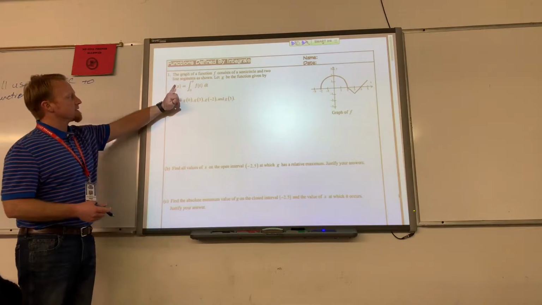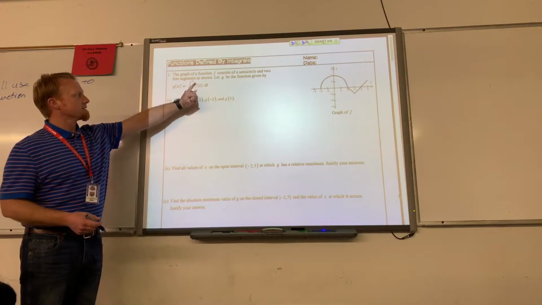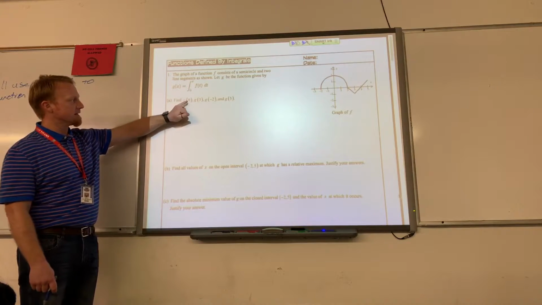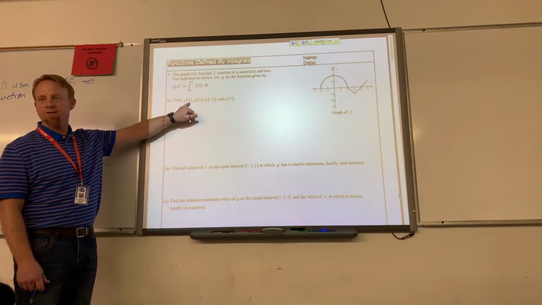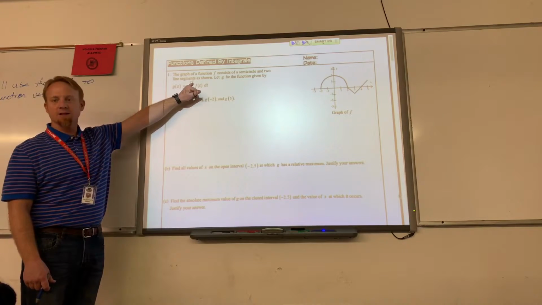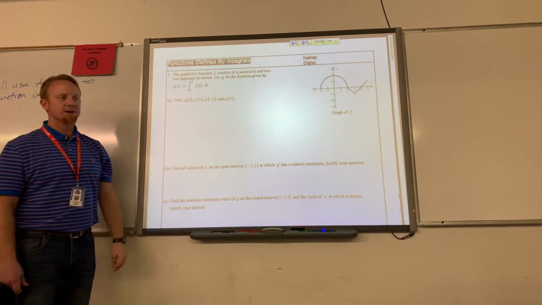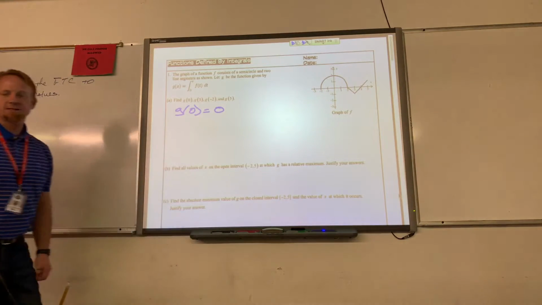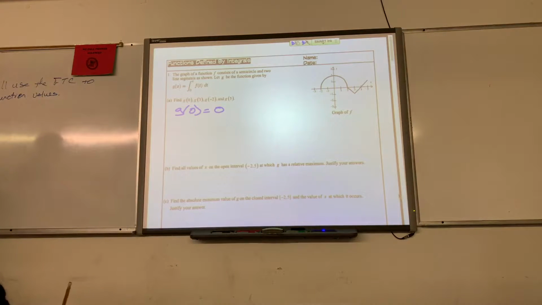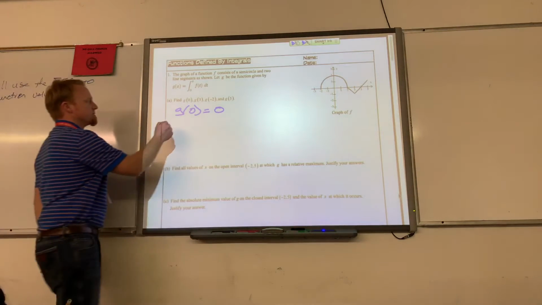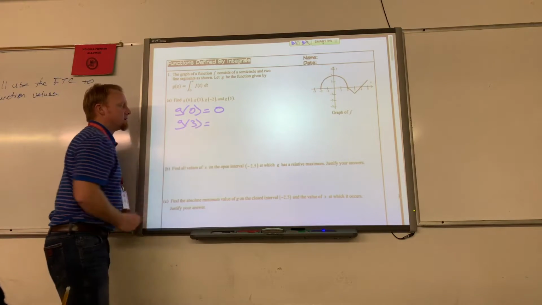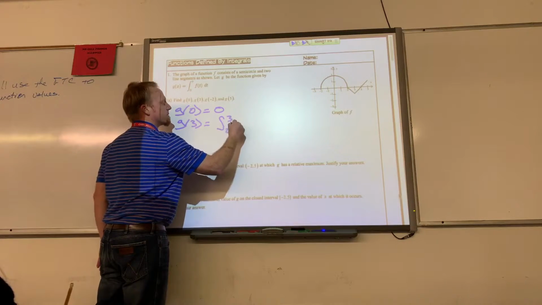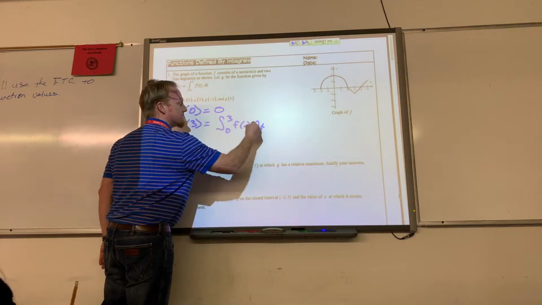All right, so it says g of x equals the integral from 0 to x of f of t. First thing it wants me to do is find g of 0. If this is g of x and I want to find g of 0, what am I going to do with 0? Plug it in for x. What happens when I plug in 0 for x? It gives me 0. So g of 0 is 0. Then we want to find g of 3. Same thing, plug in 3. So g of 3 is the integral from 0 to 3 of f of t dt.